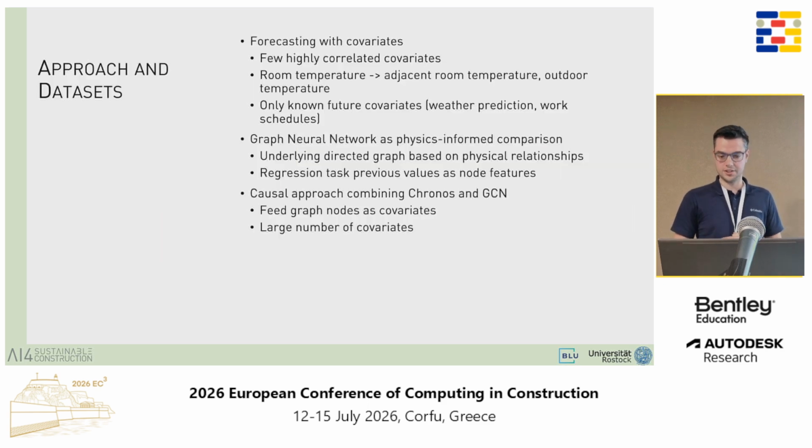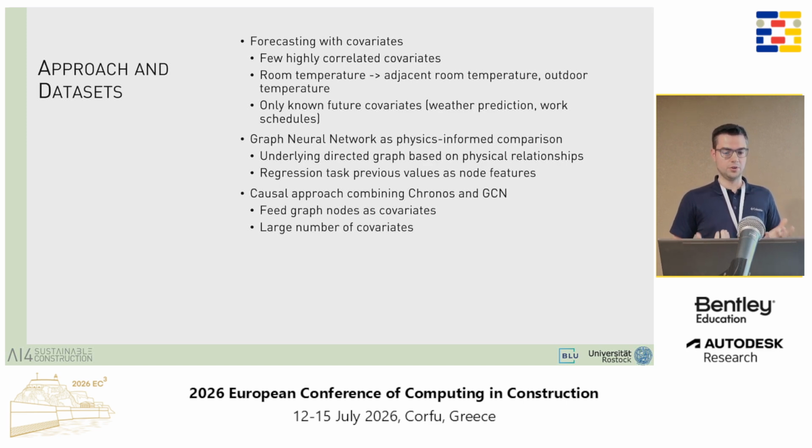So another explanation: for forecasting with covariates only, we limit ourselves to a few highly correlated covariates. For example, if we have a room temperature, this is usually highly correlated to the outer temperature and to the adjacent room temperature. And of course, for realistic reasons, we limit ourselves to known future covariates. So, for example, we can predict work schedules, we can pretty accurately predict the weather for the next hour, but other things we cannot do with that certainty.